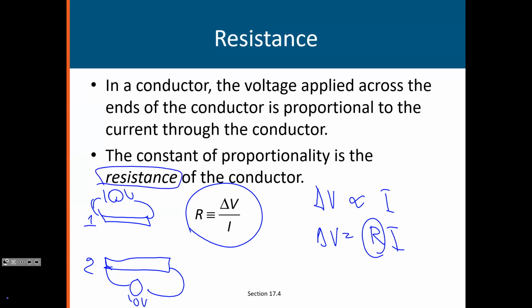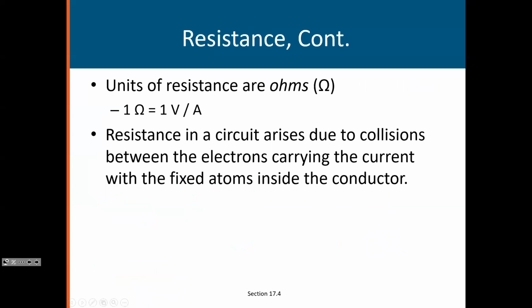So resistance, the symbol is R. What about the units? It is volt per ampere, right? This is volt, this is ampere. So the SI unit will be volt per ampere. And we have a special name for volt per ampere. It is called ohms. This is the Greek letter omega.